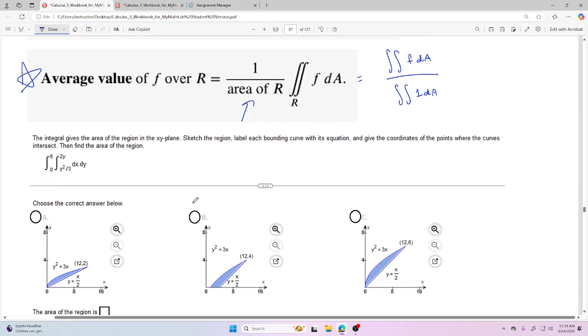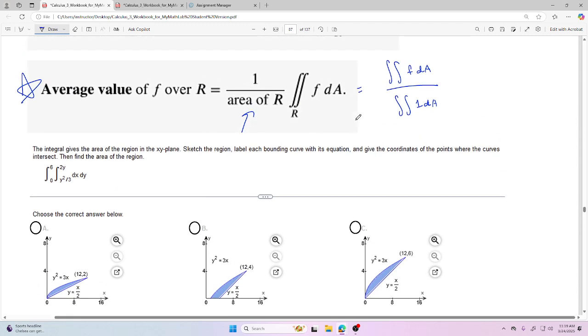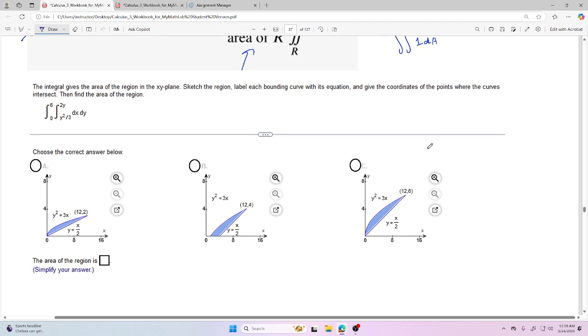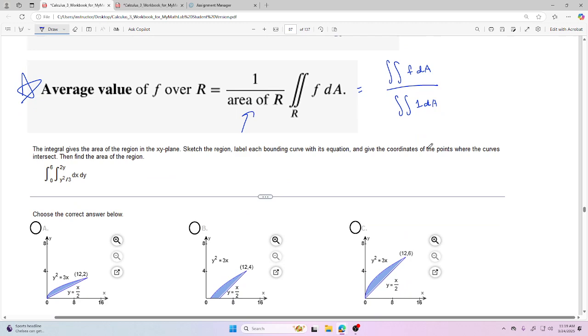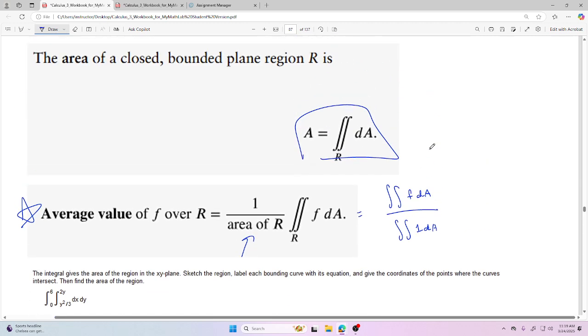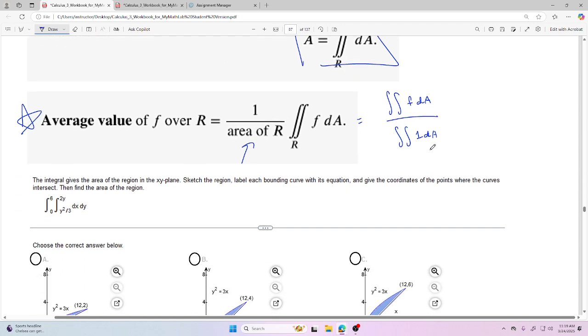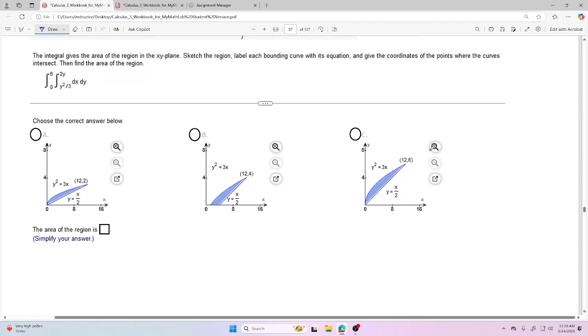Yeah, they actually do want the area of this thing. We're not going to do the average thing, so I'm just going to go away from that. So let's just do this one. I think it's kind of easy. I got x is equal to 2y. I got x is equal to y squared over 3. But we don't use x equals, use y equals. So what do we have here?